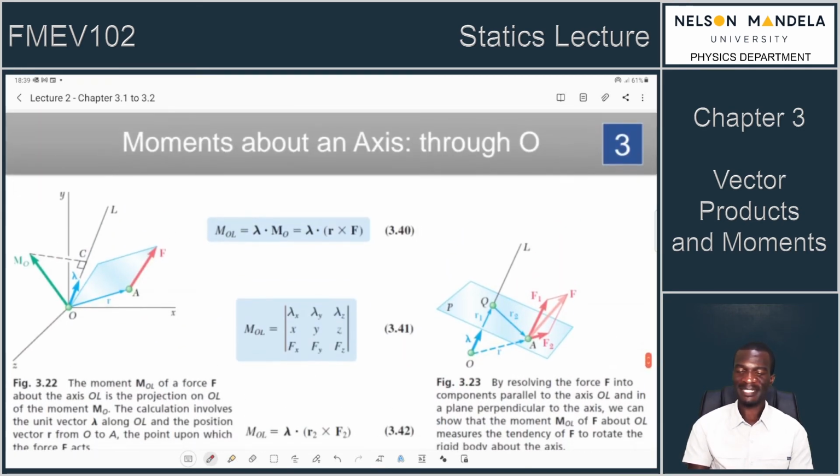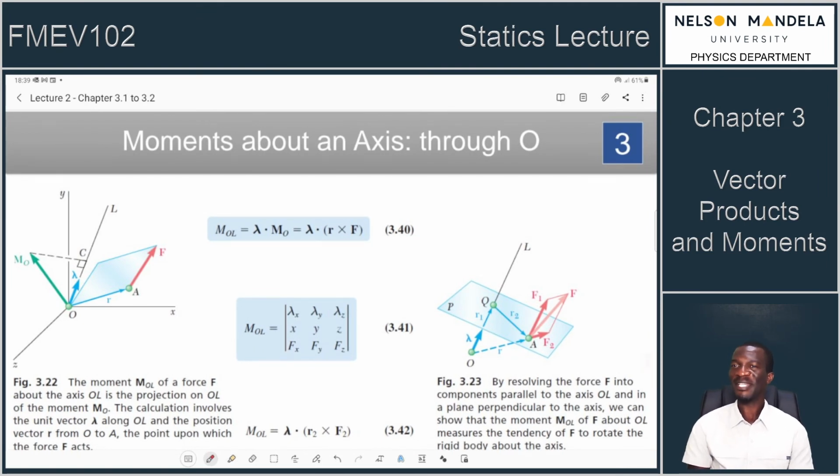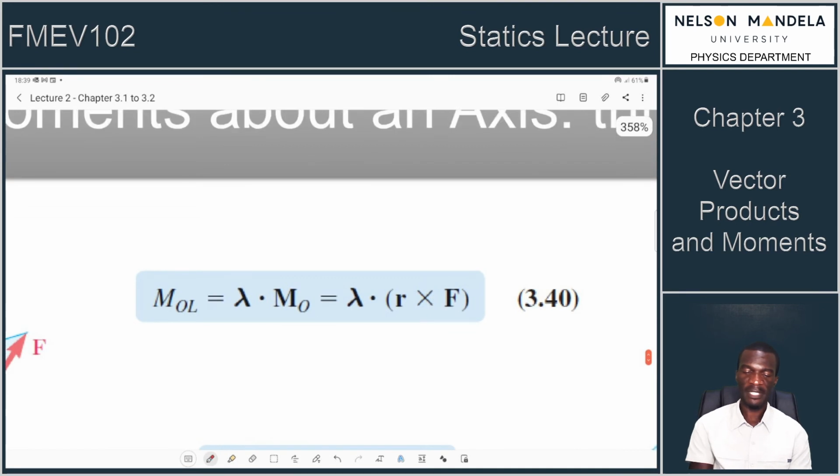Now, let's apply the mixed triple product to find the moment about some axis. So that's why we are at moments about an axis. So I'm concluding now. Please be patient. Moments about an axis through O are defined by the mixed triple product. It is simply the moment about OL, being the axis, given by the mixed triple product lambda, which is the directional vector of the axis OL, dot the moment about O. The moment about O is given by R cross F.